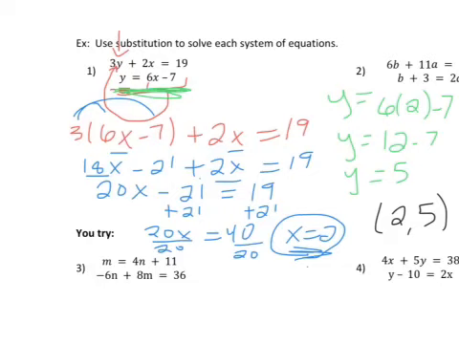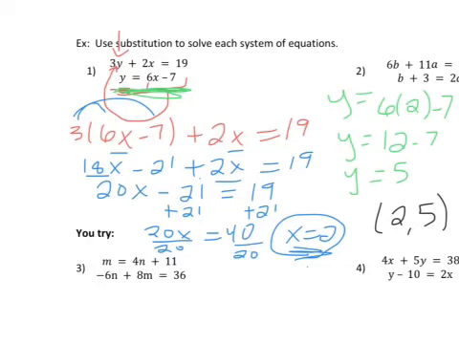The final step in the process should be to check my solution. So if I take 2 and plug it in for x, and I take 5 and plug it in for y, those coordinates better be solutions to both equations. So let's just check real quick in the first equation. I have 3 times y. Well, we said y is 5. So 3 times 5 is 15, plus 2 times x. Well, x is 2. 2 times 2 is 4. So we have 15 plus 4 does equal 19.